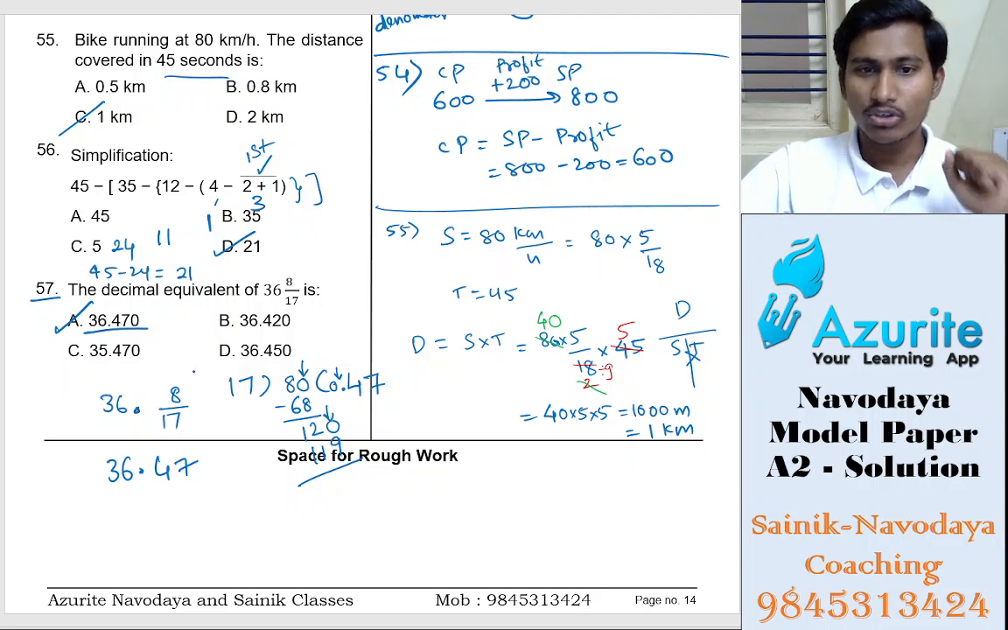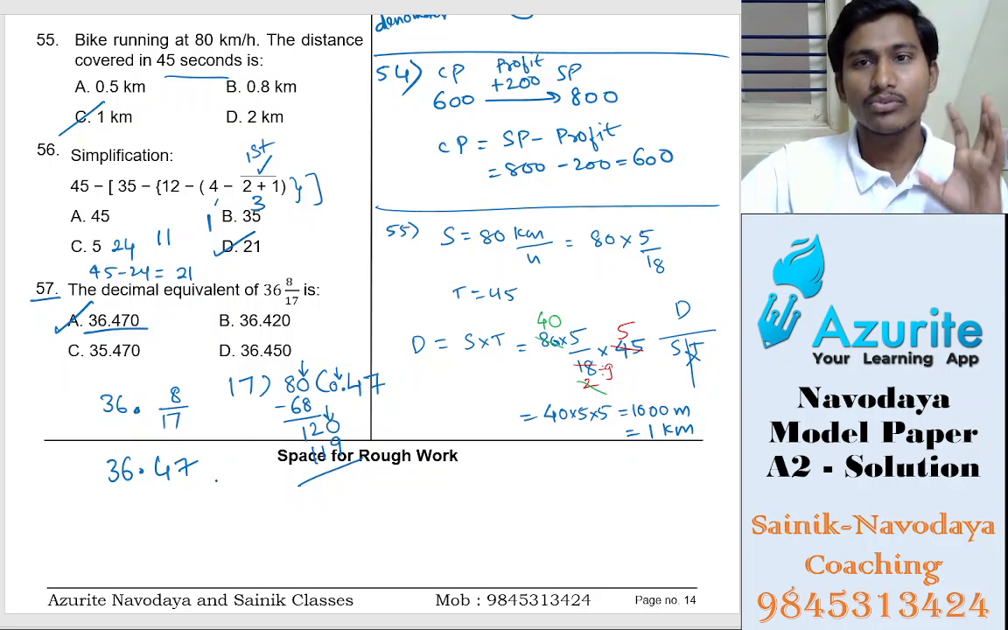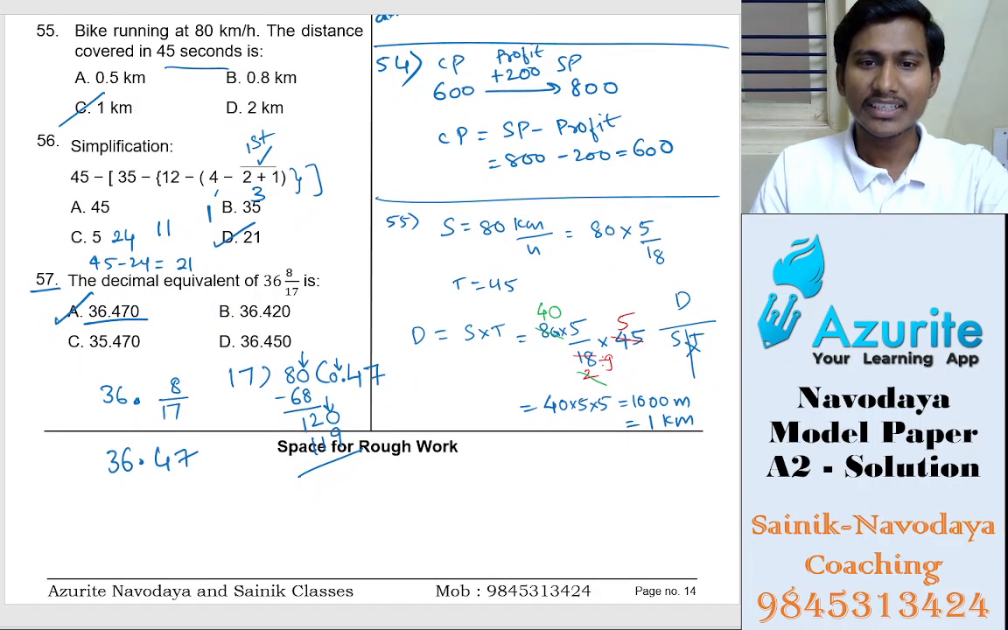Got it? So you can divide it like this. If the number 8 is smaller, take the point, and then we can take one extra 0 every time. So the answer is 36.47. That is how you have to do it. Now should we go to the next one? That is question 58.